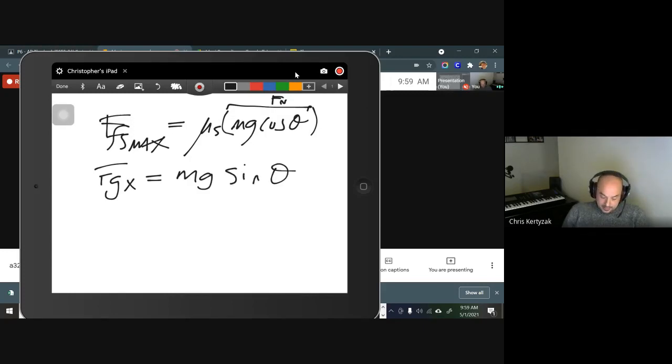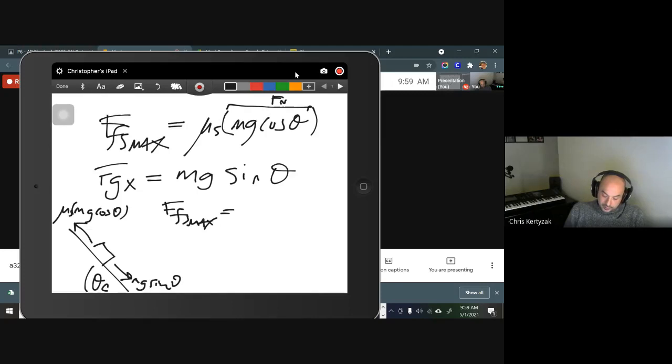And again, like I said, in our picture, mg sine theta must be equal to the upward static friction force, which we're modeling with mu s mg cos theta. It must be equal, right? So at an equilibrium, static equilibrium is what it's called, the maximum static friction force at this point is called the critical angle, theta c. The maximum static friction force, which is up, is equal to the Fgx pulling down.